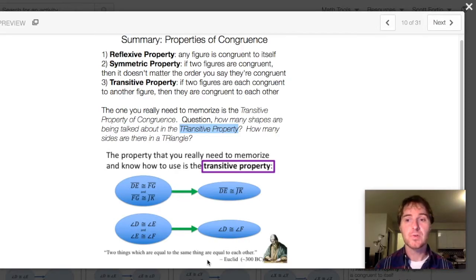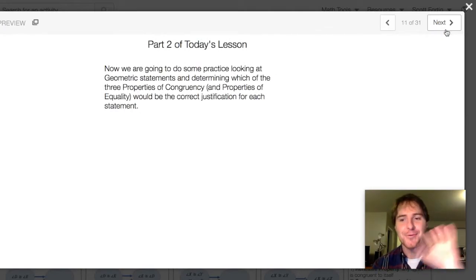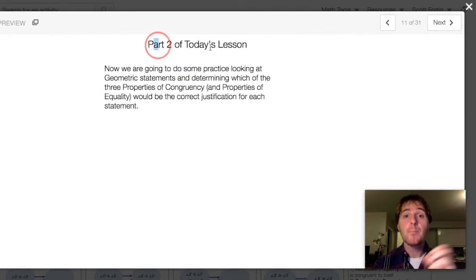Euclid didn't use the word congruent. There was some necessary work after Euclid to describe congruency versus equality. So he said equal, but it later emerged as the property of congruence. Anyways, we can talk all about that later. All right, part 2 of today's lesson.